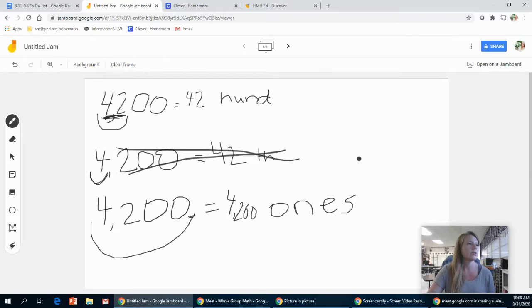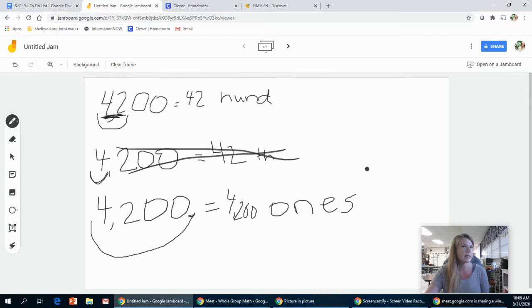So 4,200 is equal to 4,200 ones. If I gave you a big bucket of base 10 blocks and they were just ones, and I said, show me 4,200, you would have to count 4,200 of those ones, right? Yes, you would. Okay. Going on to D. Need to scroll down. I guess I go to the next page.